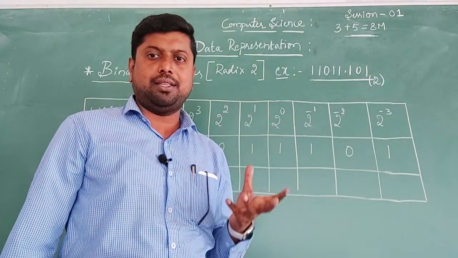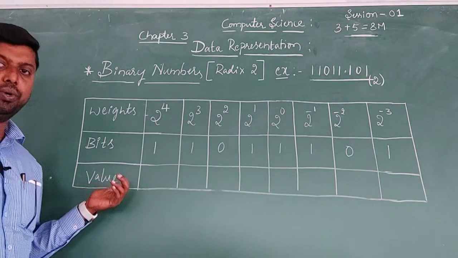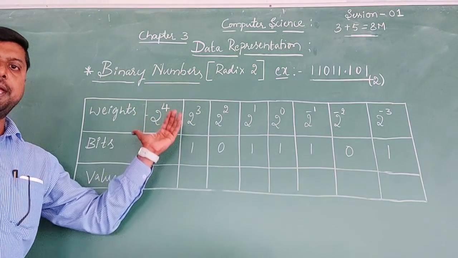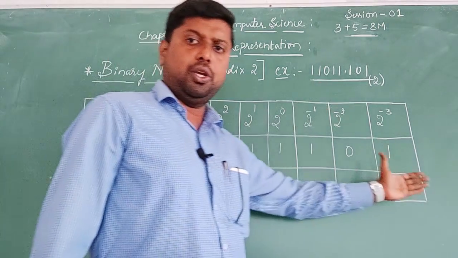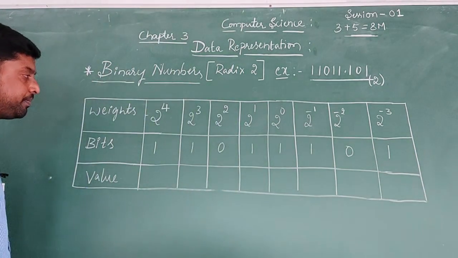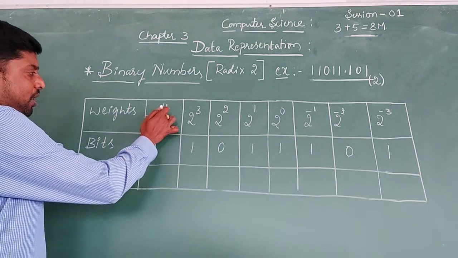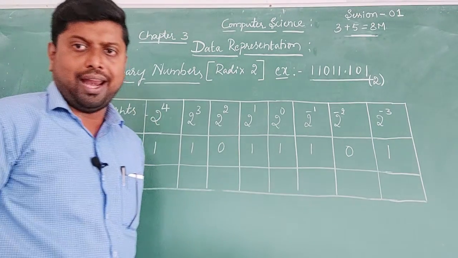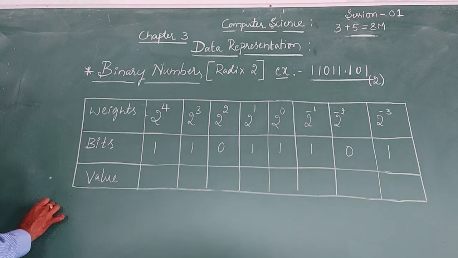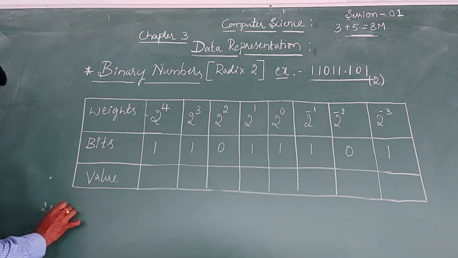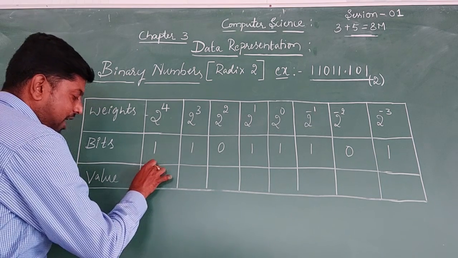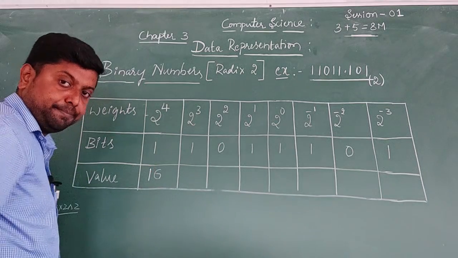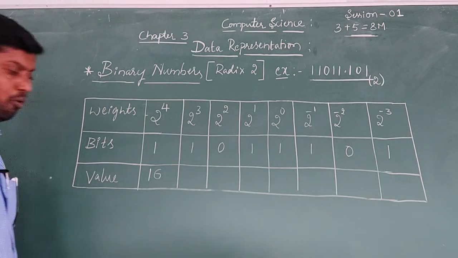Now we have a chance to get its decimal value with the help of the binary numbering system, which is what we call the 0 and 1 numbering system. See here, 2 to the power of 4. What is the value of 2 to the power of 4? 2 into 2 into 2 into 2: 2 into 2 is 4, 4 into 2 is 8, 8 into 2 is 16. Then the value of this box is 16.